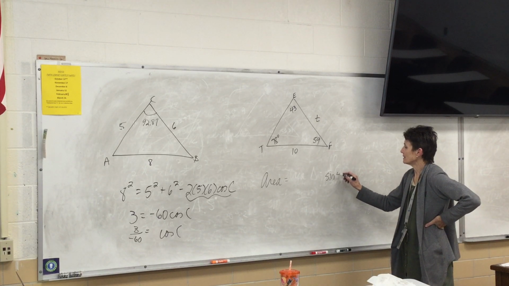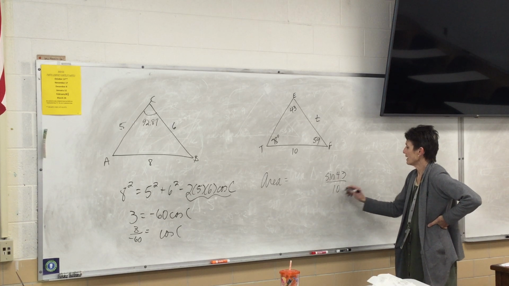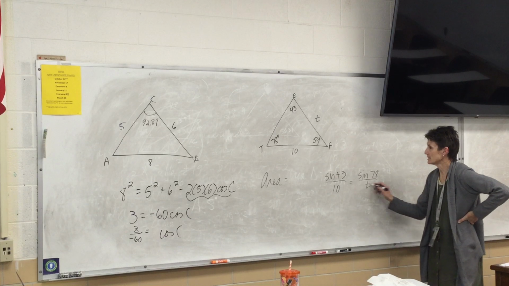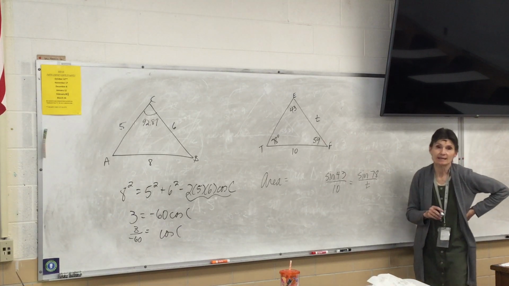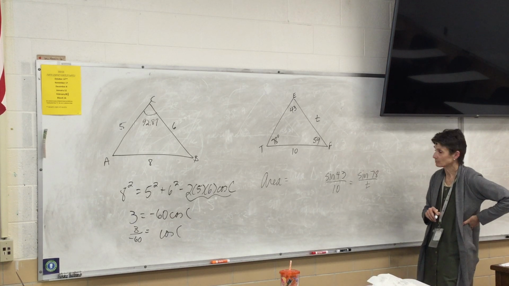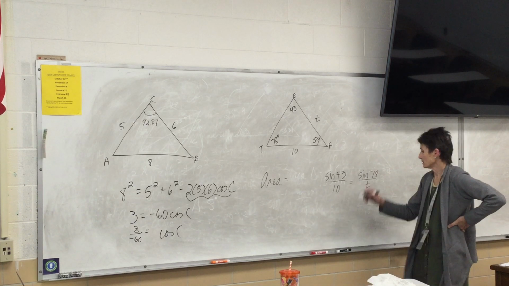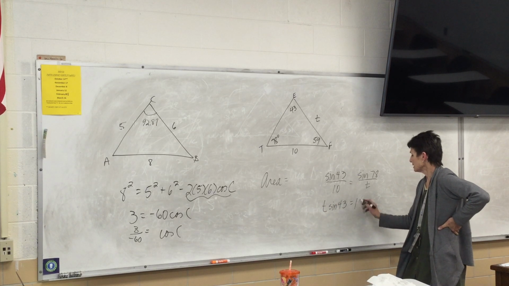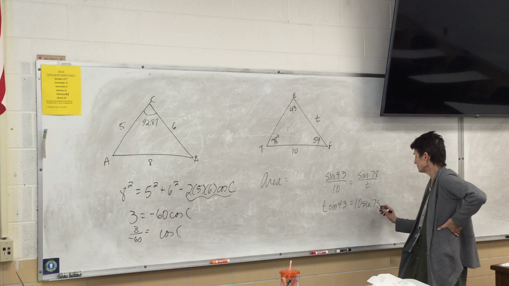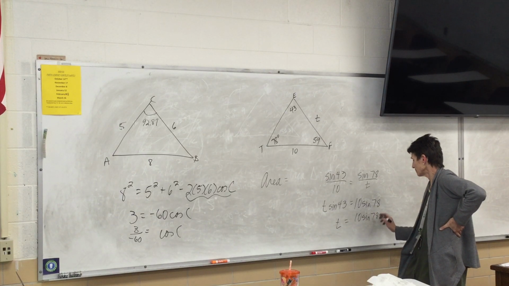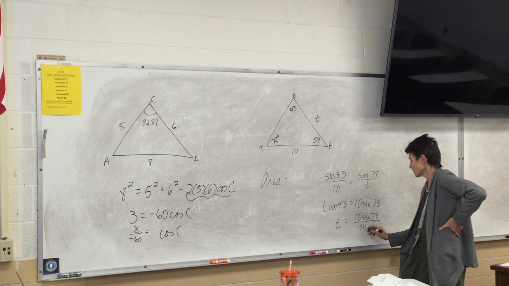Sine 43 over 10 equals sine 78 over T. I could also find side F. It does not make one single bit of difference. All right, so here we go. Cross multiply. So T sine 43 equals 10 sine 78. And T equals 10 sine 78 over sine 43.